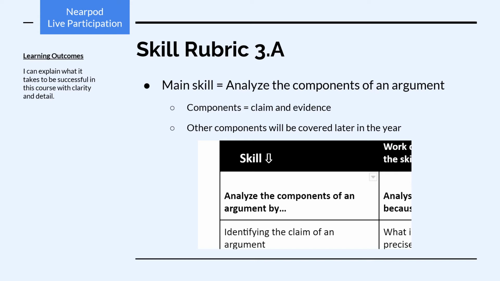Let's look now at skill rubric 3A, the Analyzing Arguments rubric. The main skill reads, Analyze the components of an argument. The components, of course, are what we've been studying, claims and evidence. There are other components listed on this rubric, but we're going to save those for later on in the year.